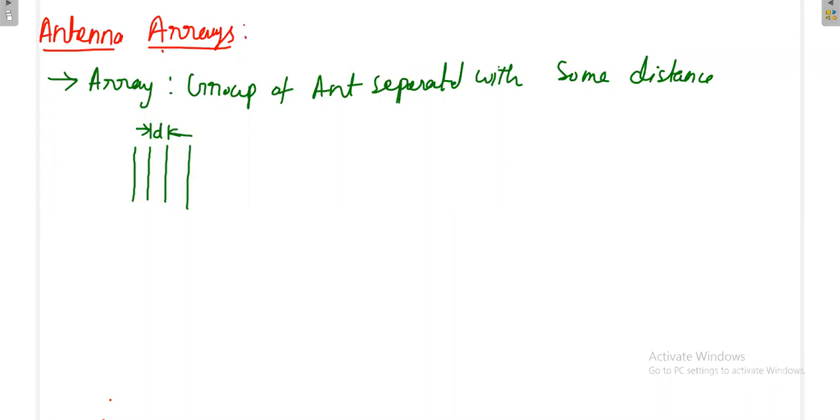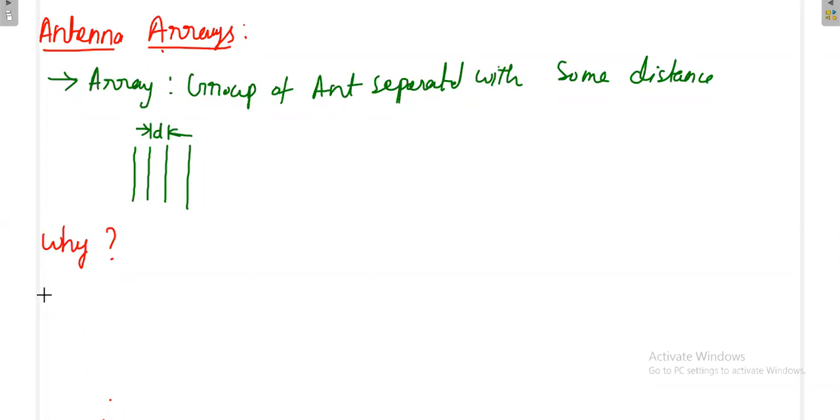Then the next question is, why are we going for antenna arrays? What is the need of antenna arrays? The first need is to increase the gain. When the transmitter is using some antenna, you may not get sufficient power at the receiver. Then either you have to increase the transmitter power or the transmitter gain has to be increased.